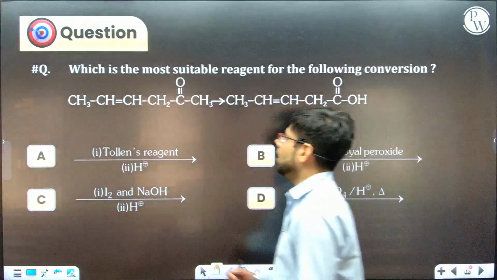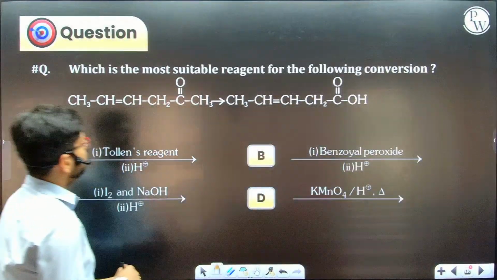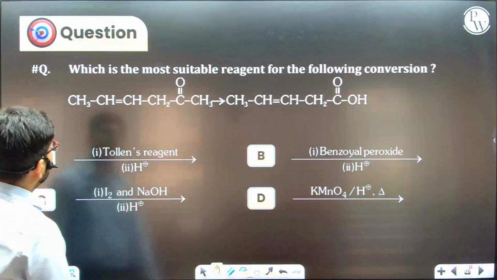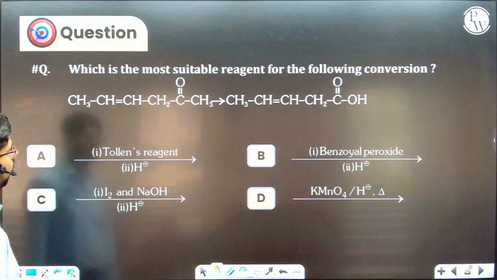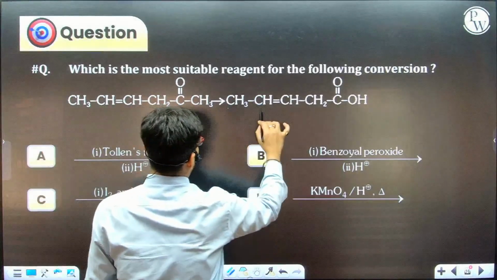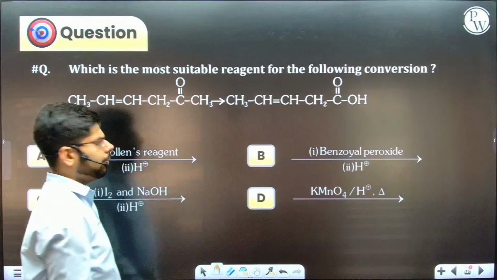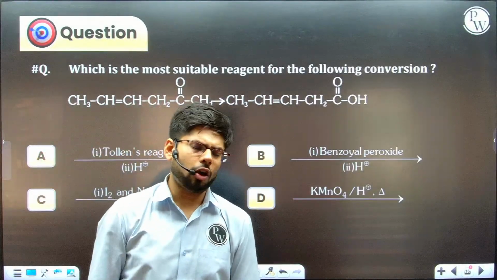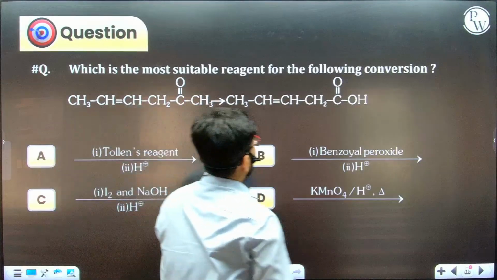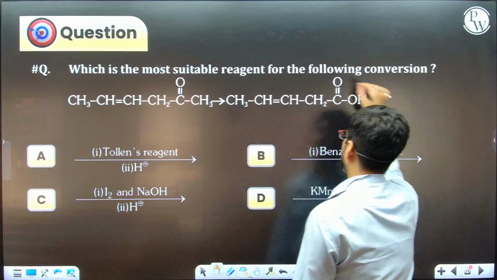Next question. Which is the most suitable reagent for the following conversion? Let's see what has happened here. CH3, CH double bond CH, CH3, CH double bond CH. That means the double bond between carbon atoms has not been affected. We have a ketone here, and we don't have a ketone here, we have a carboxylic acid here.